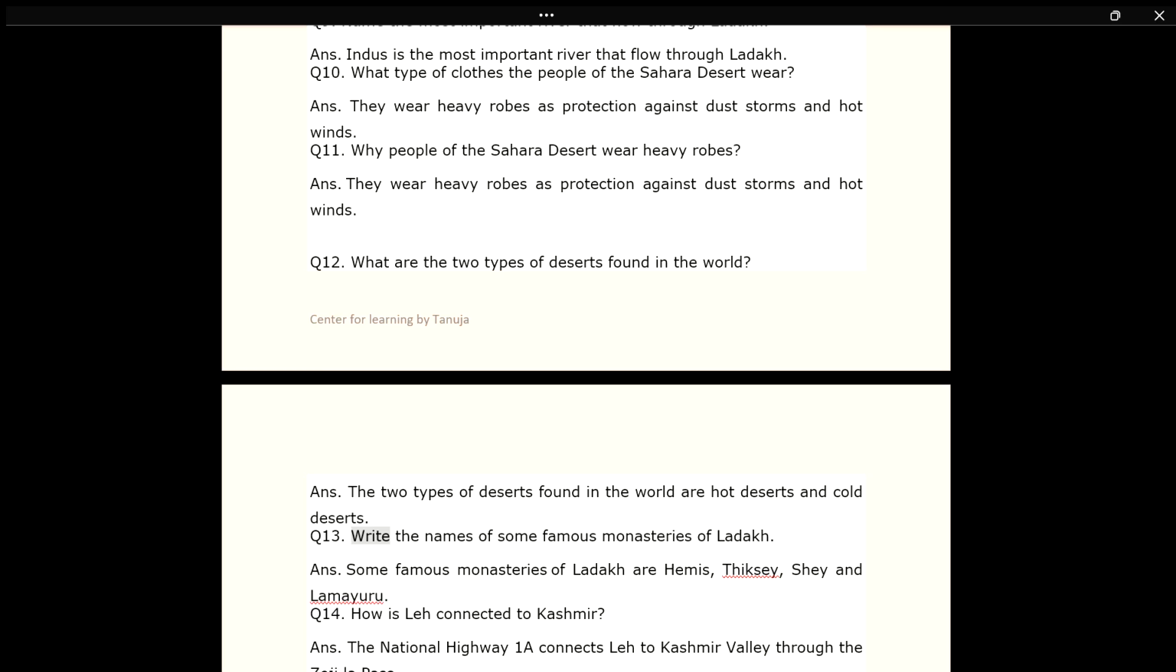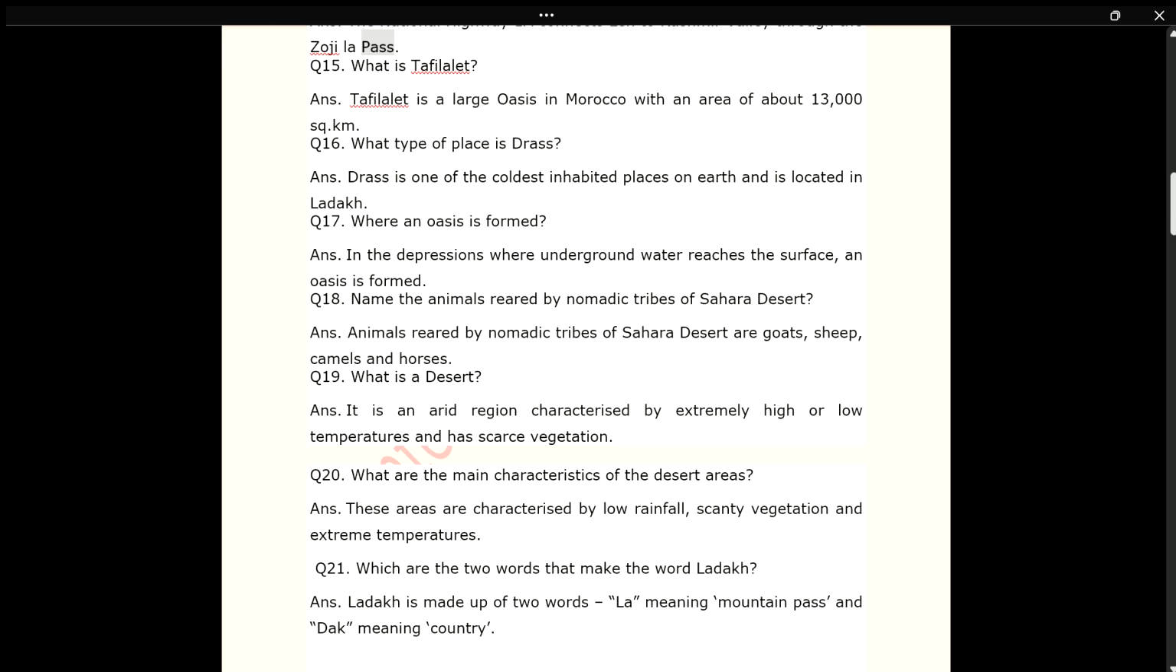Q13. Write the names of some famous monasteries of Ladakh. Ans. Some famous monasteries of Ladakh are Hemis, Tiksey, Shey and Lamayuru. Q14. How is Leh connected to Kashmir? Ans. The National Highway 1 connects Leh to Kashmir Valley through the Zojila Pass.